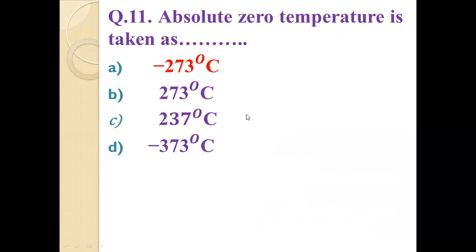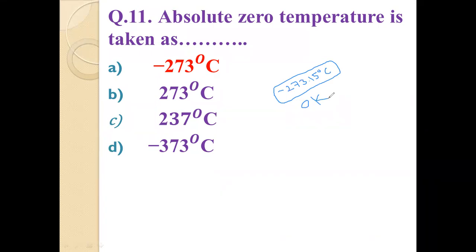See friend, actually absolute zero temperature is taken as minus 273.15 degrees Celsius on the Celsius scale. This is the absolute zero temperature, and 0 Kelvin is on the Kelvin scale.